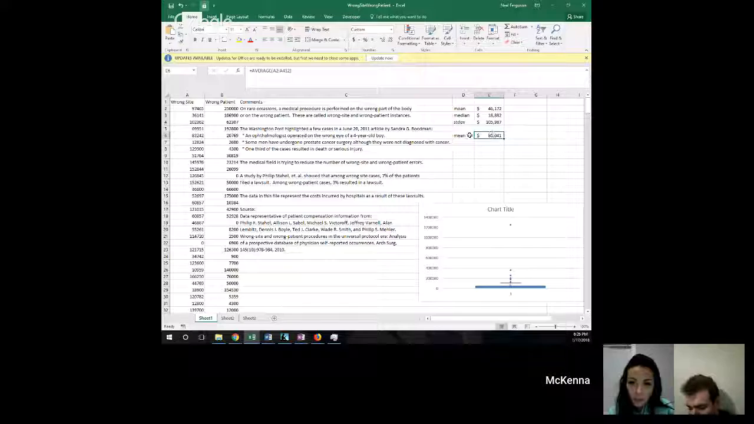It says find the mean hospitals had to pay in wrong site lawsuits. Round your answer to the nearest whole dollar. Let's see. So what I did was I just went and did the average of column A. Did you get 80,041? Yep.